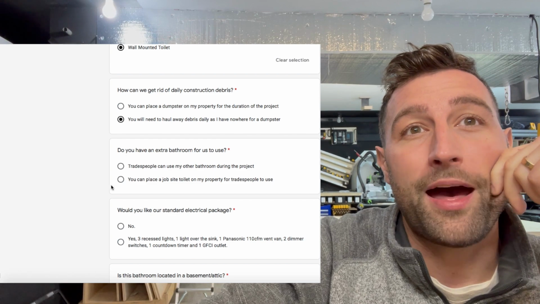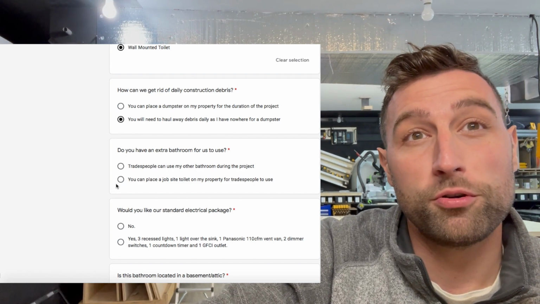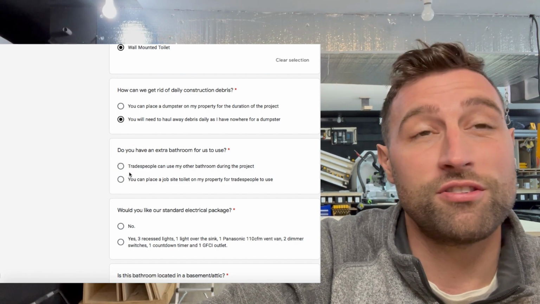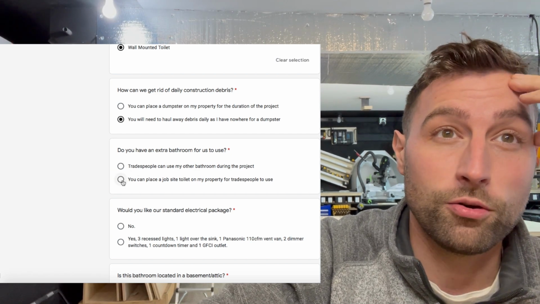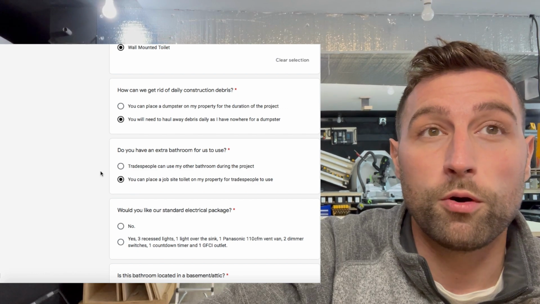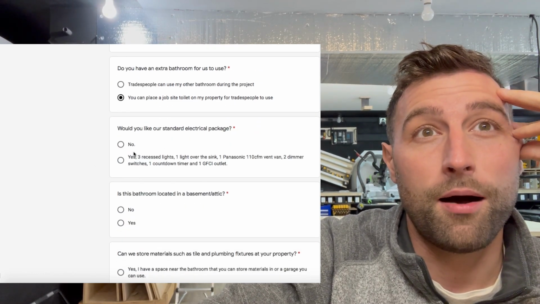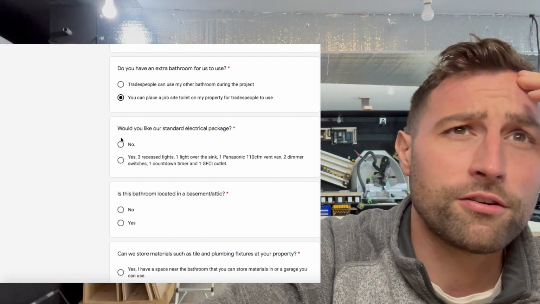Do you have an extra bathroom we can use? Some people don't like paying to have a portable toilet put on their job site. They'd rather have the construction team use their bathroom, save the money, or for whatever reason. So if they do, we won't charge them any extra for a portable toilet. If they don't, please put the toilet on my site and we'll charge whatever that rate is, $200 a month, something like that.